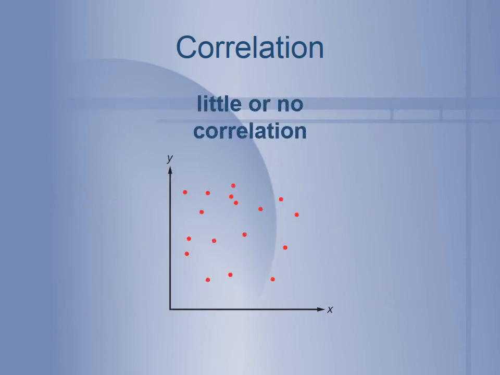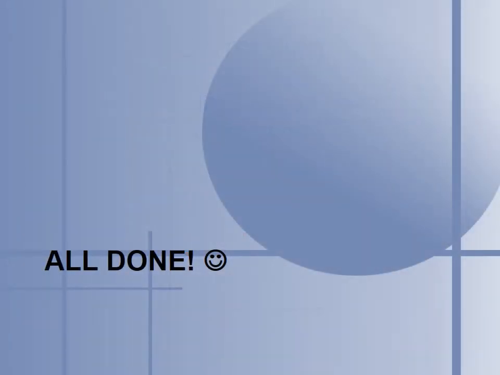If this is positive or negative, it's kind of just a blob. Since we can't tell if it's going upwards or downwards, we don't really know where to draw our trend line, so there's no real correlation. There's no correlation. That's it for this lesson.